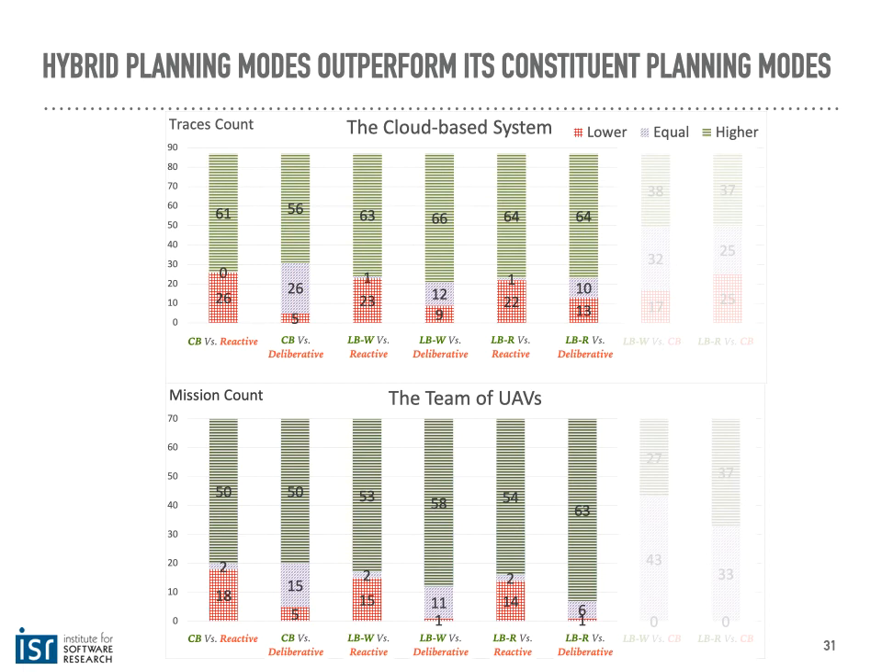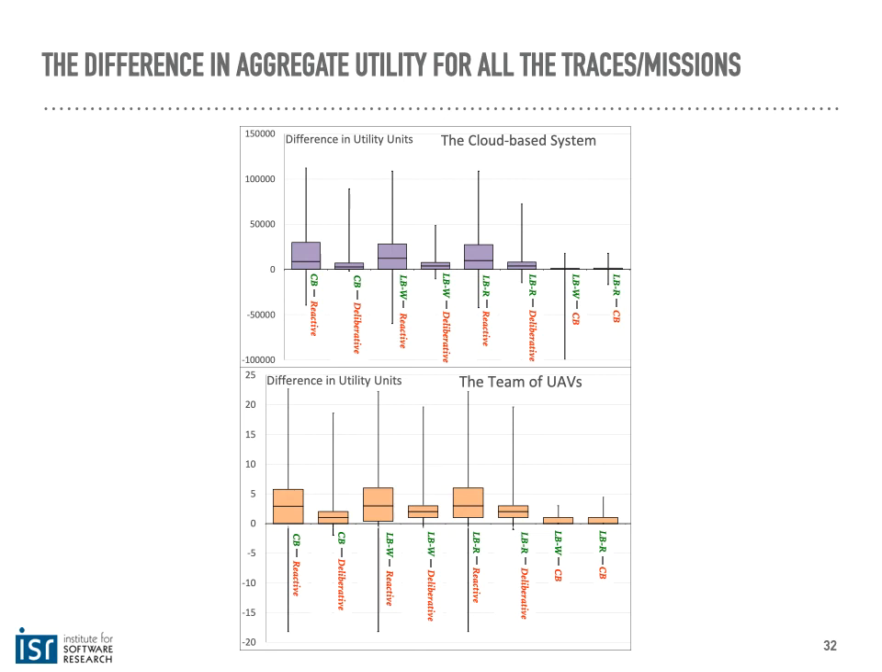Similarly, on looking at the left 6 bars, we see that both the hybrid planning modes, the condition-based and the learning-based, outperformed the hybrid planning constituent planners when used alone. This indicates that hybrid planning was able to better balance quality and timeliness of planning compared to its constituent planners. The bar chart in the previous slide compares the relative performance of the planning modes for each trace and mission.